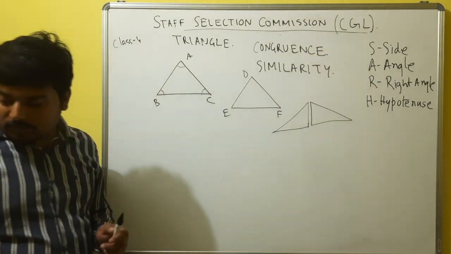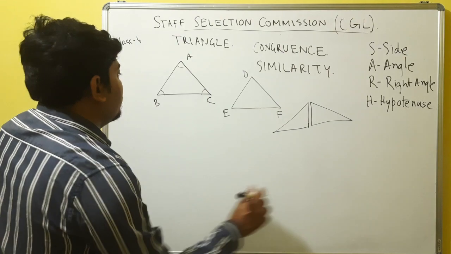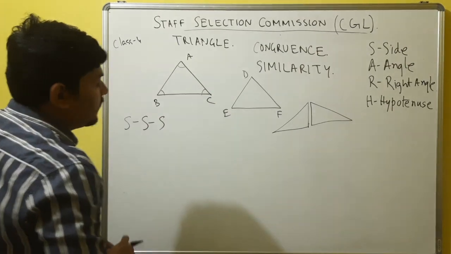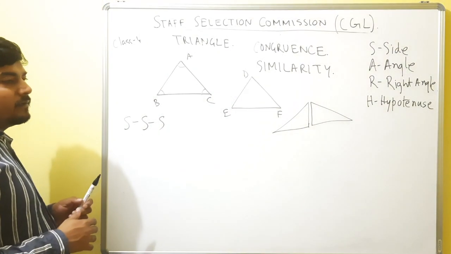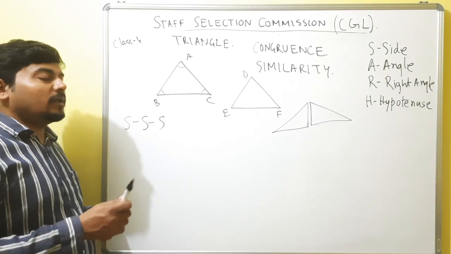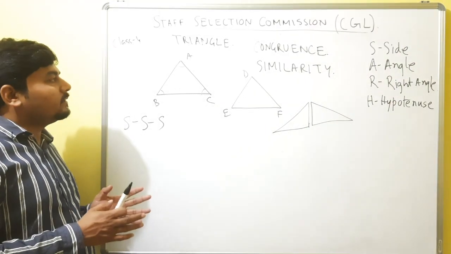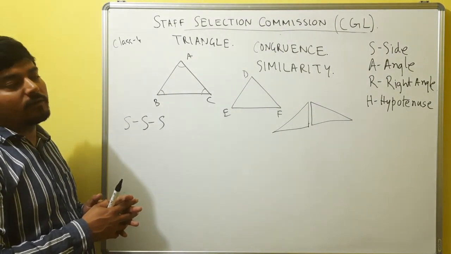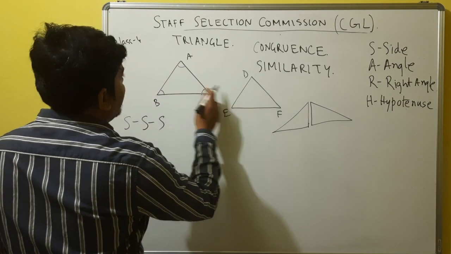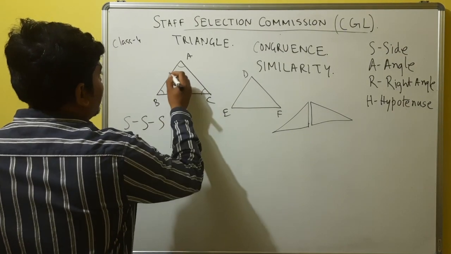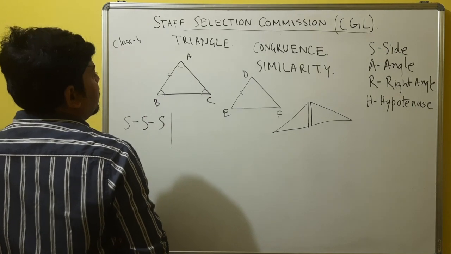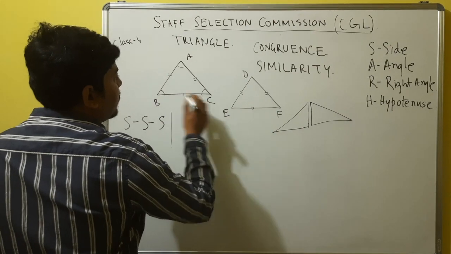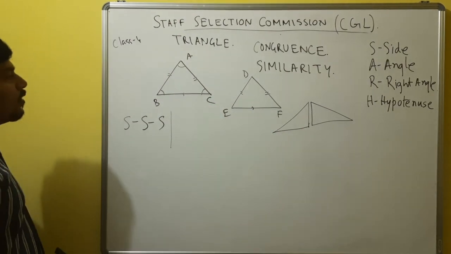I have written down a few things. I am going to use their short forms here. First is side, side, side. If the three sides of one triangle match the three sides of another triangle, then these two triangles are certainly going to be congruent to each other. So here, if you see, AB and this are the same, this is AC and this is the same, this and this are the same. So these two triangles are then called congruent.